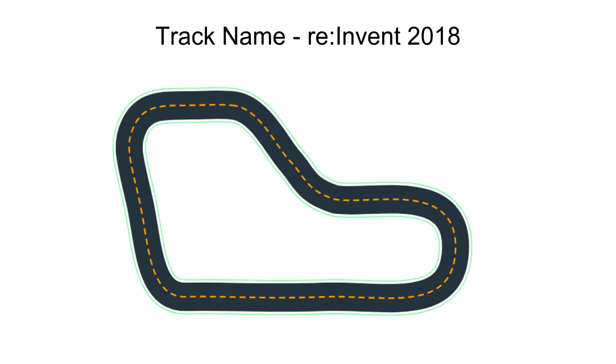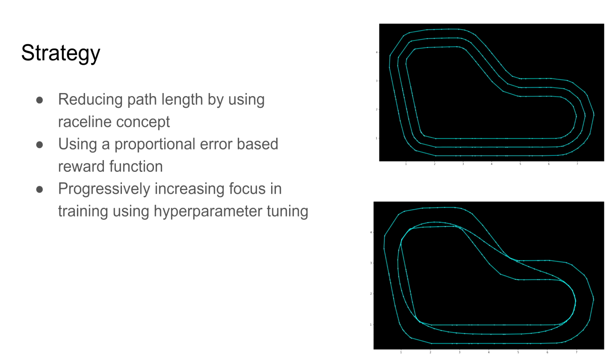For the final competition, we had the reInvent 2018 track, so this is the track that I chose for training my models. This track was relatively simple, but there were a few turns that required careful training. My training was based off of the strategy of raceline. So the raceline concept reduces the path length to optimize the performance of the DeepRacer.